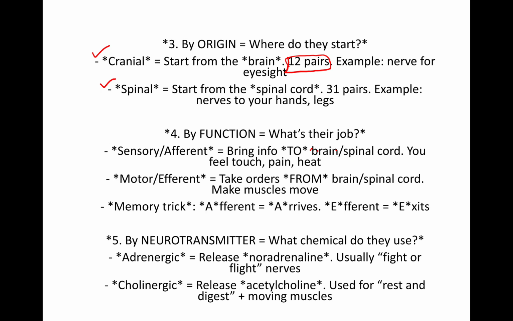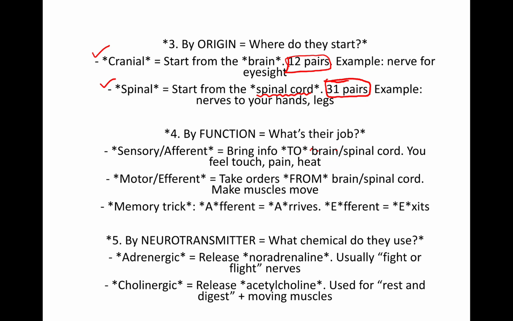Okay. Next is spinal, and it starts from where? Obviously, the spinal cord. But this consists of total 31 pairs of nerves, nerve fibers. Okay. Example, the nerves to your hands and legs.